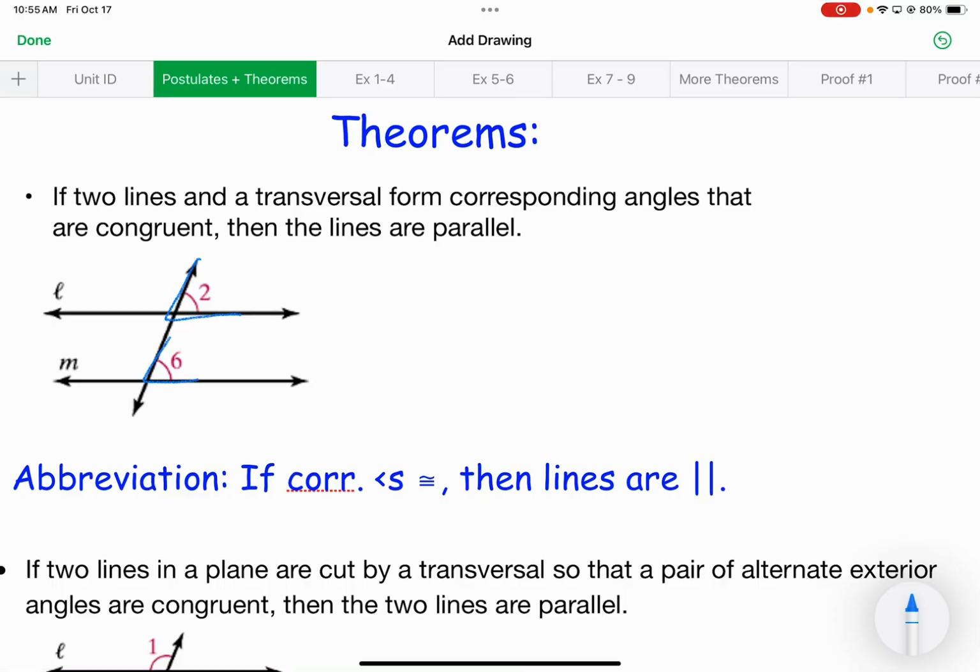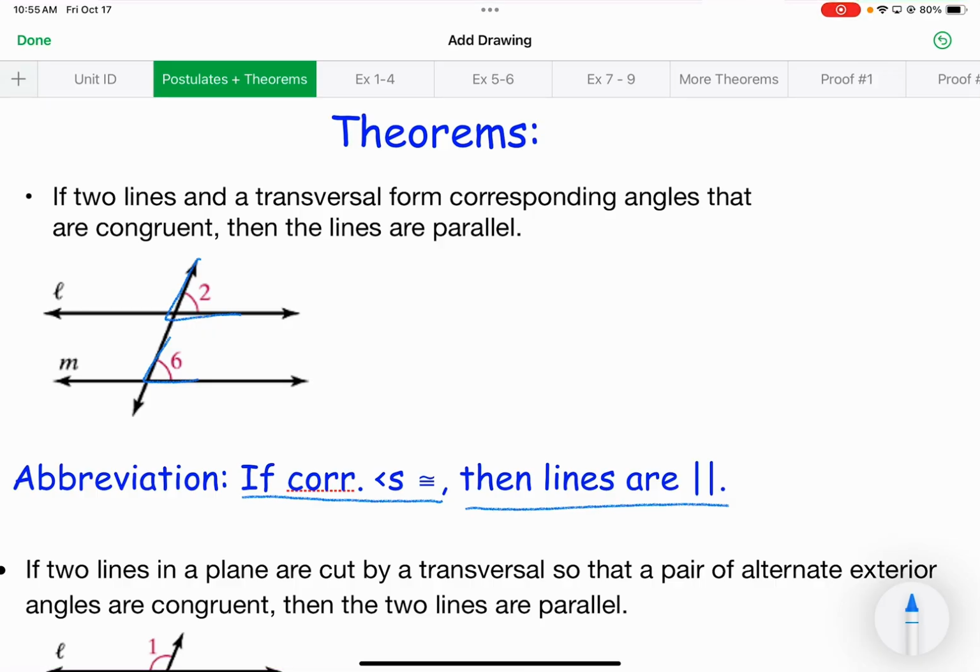Now, instead of calling that a theorem, here's how we would write it in a proof, okay? So this would be your abbreviation. This is how abbreviated you can make it. If corresponding angles are congruent, then lines are parallel, okay? You would have to write that as your reason in your 2-column proof, or if you're justifying something, that's what you would write as your justification, okay? So if corresponding angles congruent, then lines are parallel.